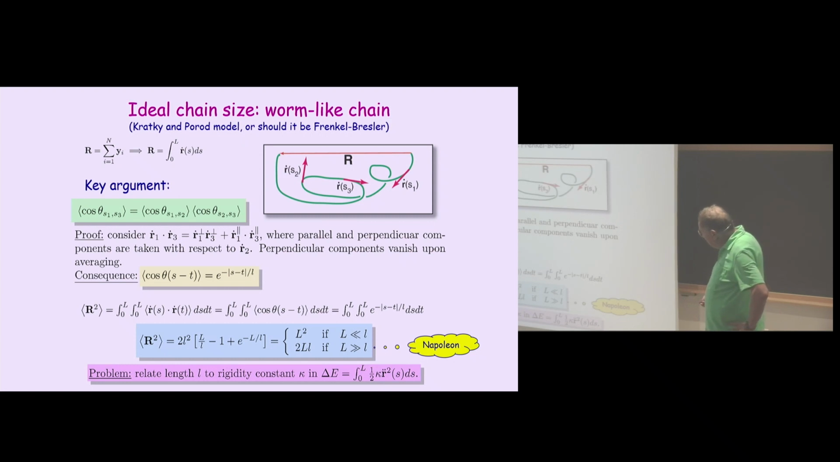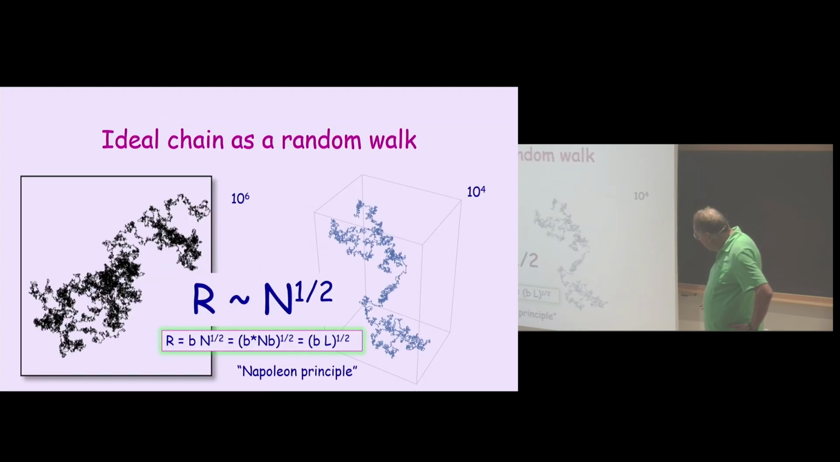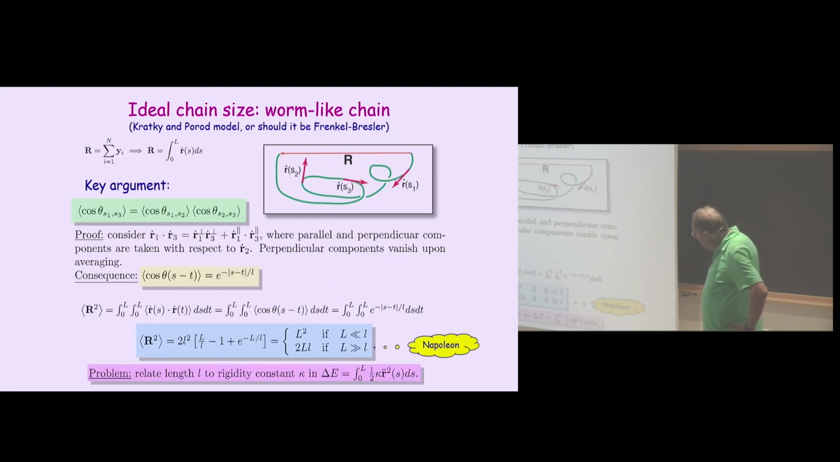In the other case, however, this formula is exactly like the Napoleon principle. It looks exactly like contour length L times little l square root. It is exactly the formula that I presented here. So it is Napoleon principle. So even in this case, in this smoothly bending object, we recover this square root Napoleon. For now, for today, I call it Napoleon principle.